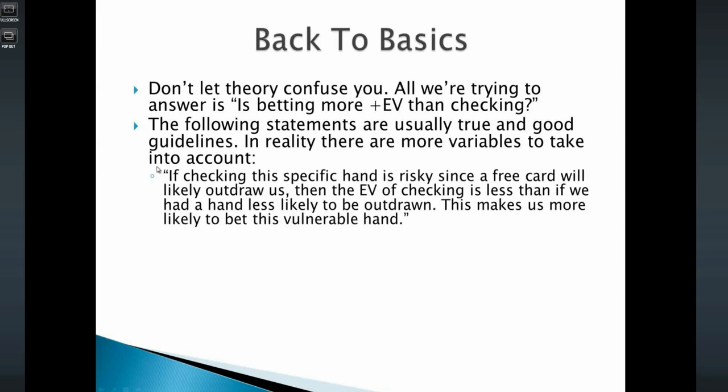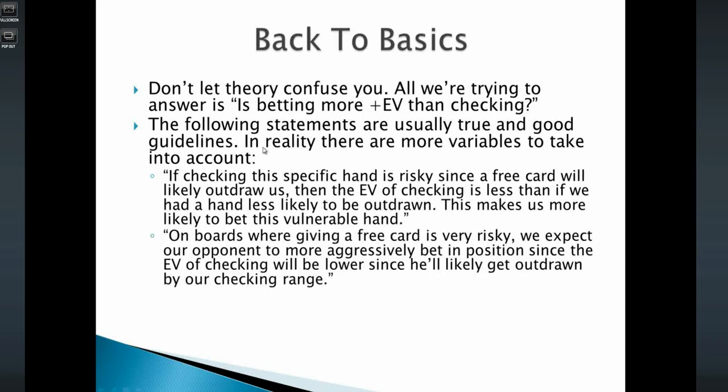If checking this specific hand is risky since a free card will likely outdraw us, then the EV of checking is less than if we had a hand less likely to be outdrawn. This makes us more likely to bet this vulnerable hand. So that's easy enough. If I have a hand that's vulnerable, I'm going to be more likely to bet it because I'm saying, well, I might not be in love with betting this vulnerable hand because I can get check raised, and I don't know if I do very well when my opponent check calls, but I don't want to check back and just give away tons of free cards for my opponent to outdraw me.